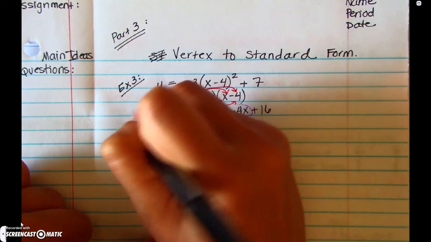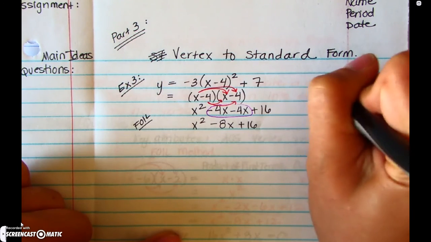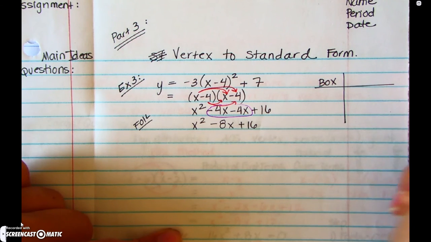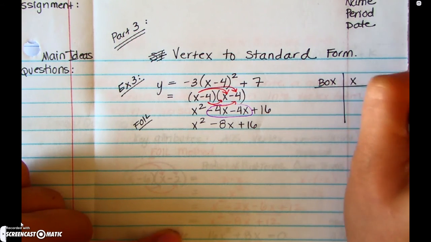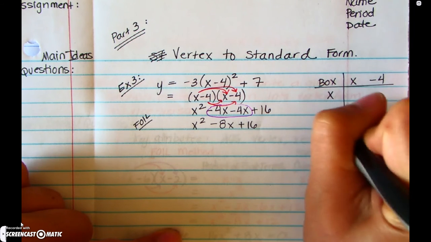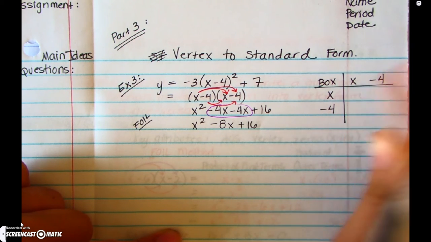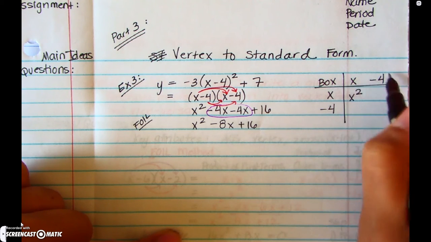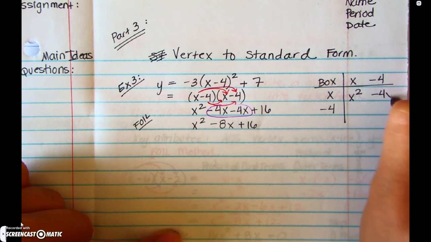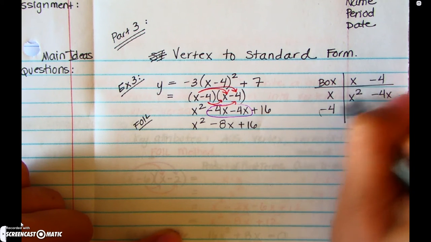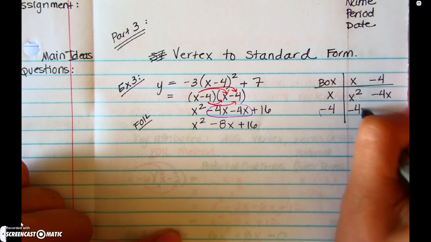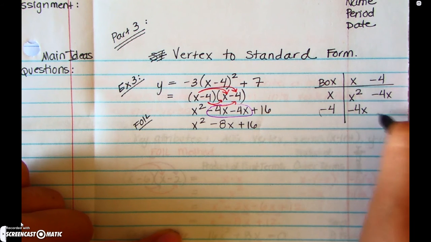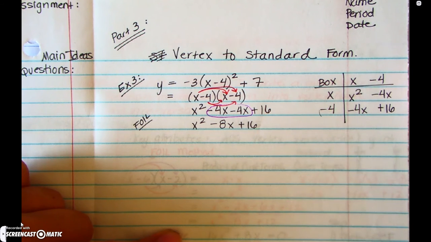I'm going to show that's the FOIL method, and then we're going to do the box method. Remember, by now you probably have a favorite, so you pick the one that you like the most. Okay, I'm going to multiply x times x, gives me x squared. Then I multiply x times a negative 4, gives me negative 4x. I multiply negative 4 times x, gives me negative 4x. And then at the very end, I'm going to multiply negative 4 times negative 4, which gives me positive 16.